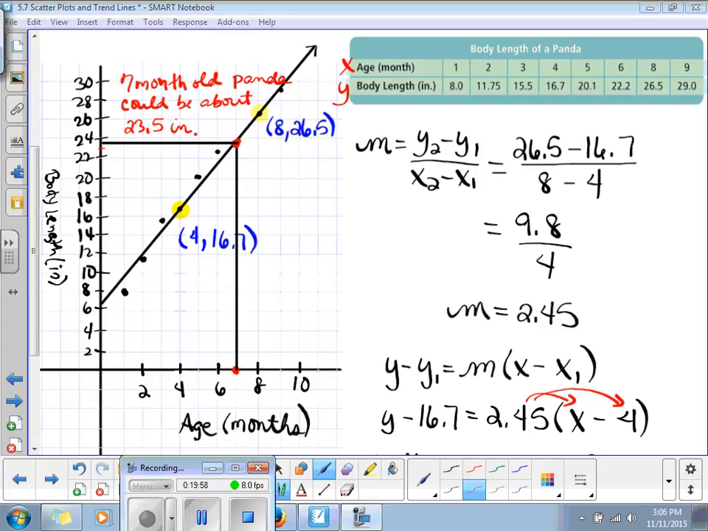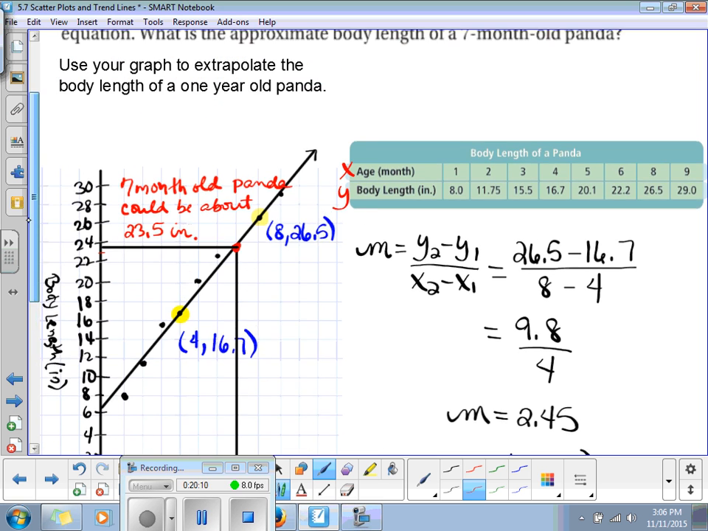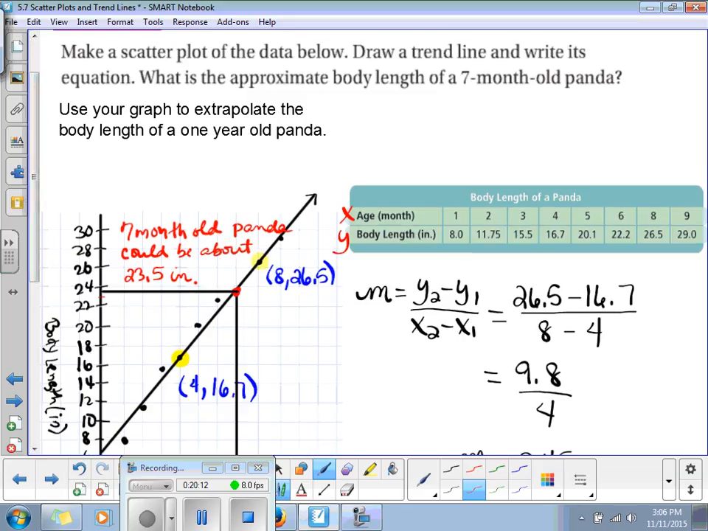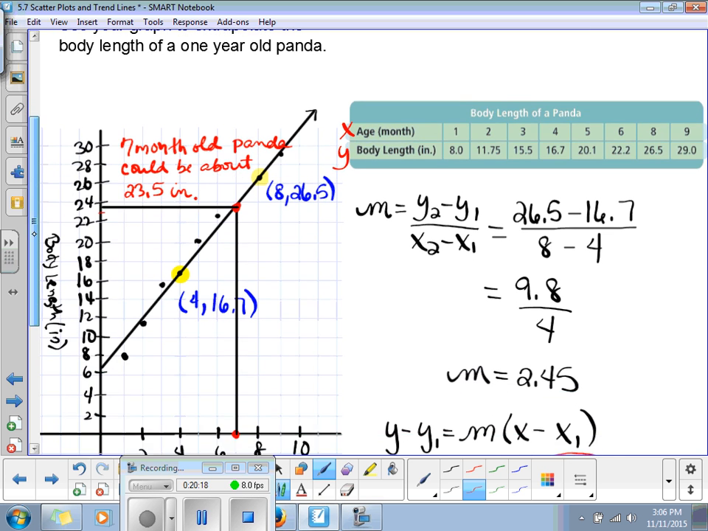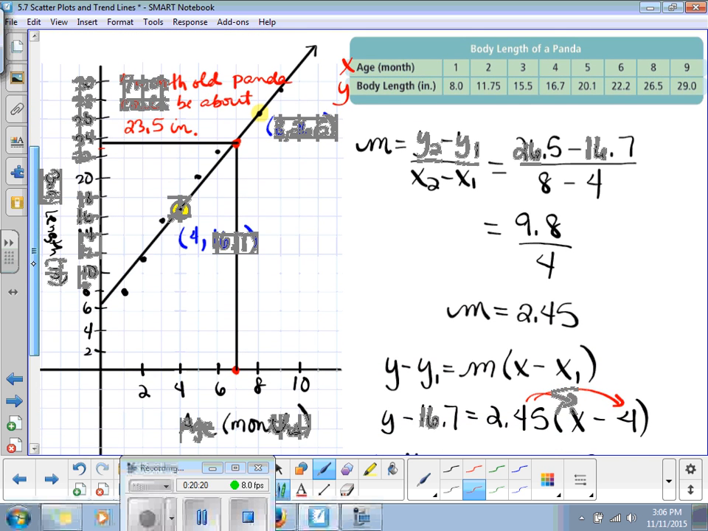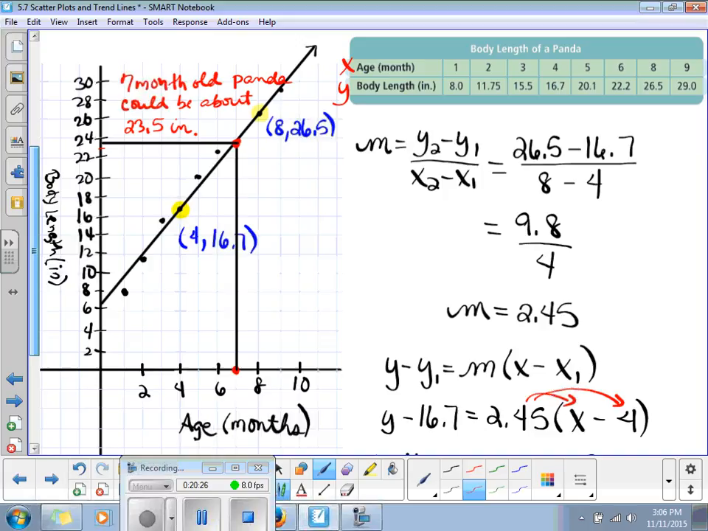When we did this, we were estimating within the data. So what is that called? Interpolation. Very good. Interpolation. Now the next thing says, use your graph to extrapolate the body length of a 1-year-old panda. Okay, is 1 year in the data? No, 1 year is not in the data. So that's why it's extrapolation.